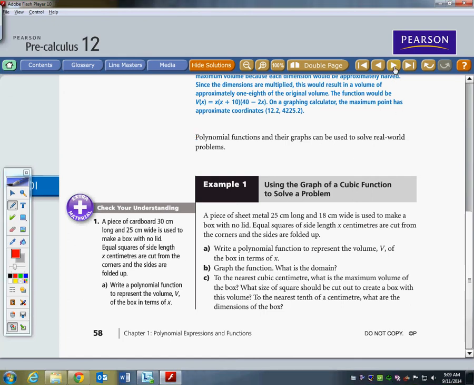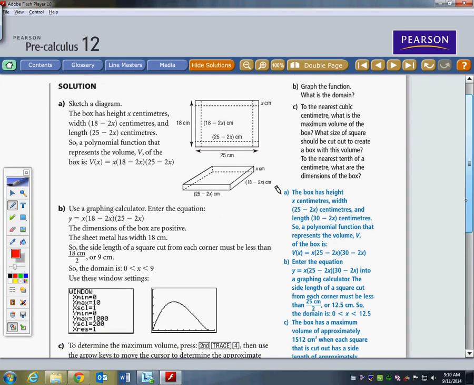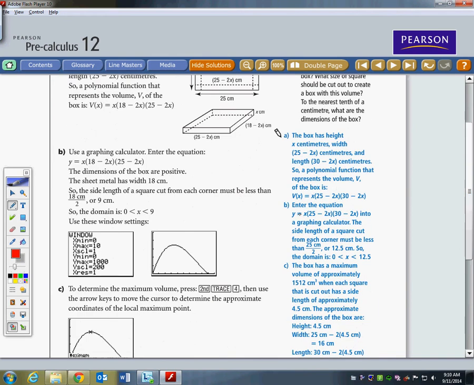Let me see here. Okay, the answer to B, it says graph the function. What is the domain? Okay, I'll just look at their answers here. It says enter the equation into a graphing calculator or graphing software. The side length of a square cut from each corner must be less than 25 centimeters over 2, or 12.5 centimeters. So how do they know that?